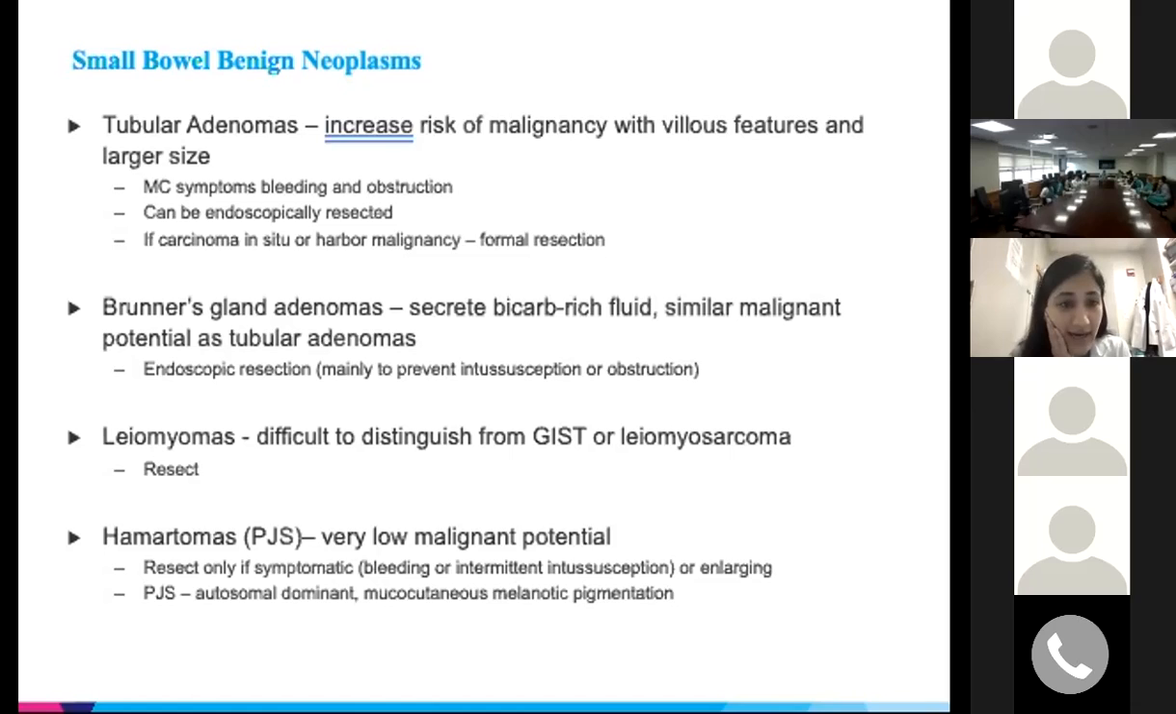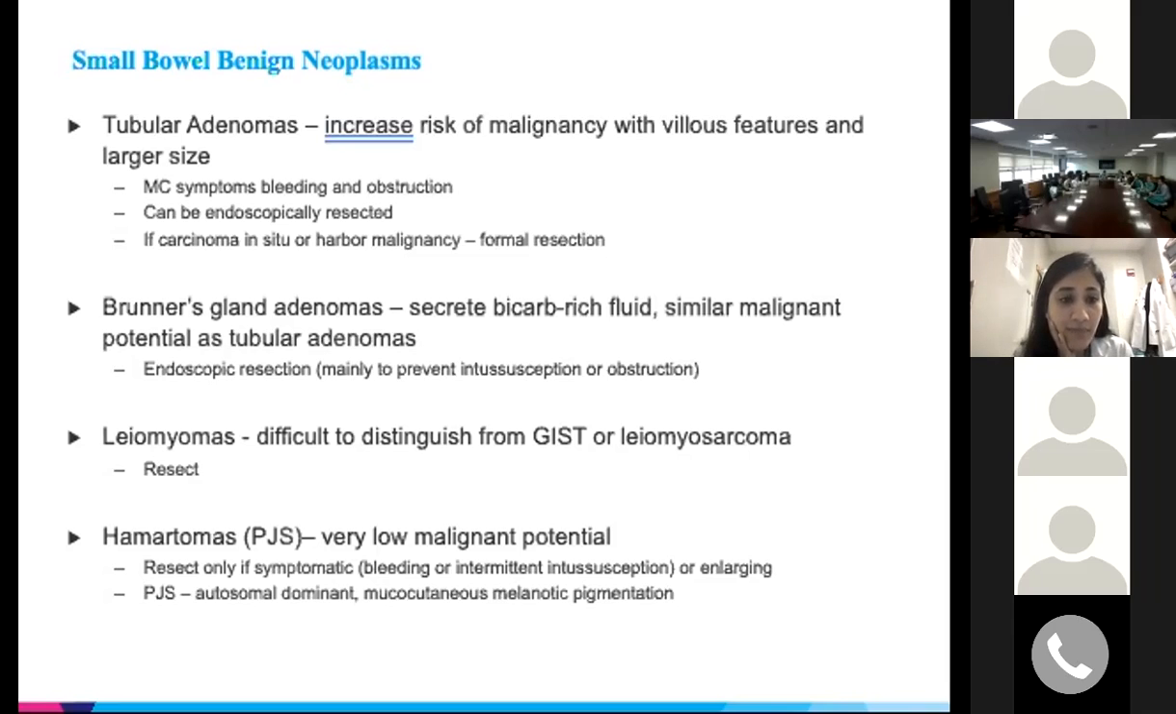Brunner's gland adenomas. Remember, Brunner's glands were the cells that secreted alkaline solution. So these tumors secrete bicarb-rich fluid, and they have similar malignant potential as tubular adenomas. Usually an endoscopic resection is adequate, and it's mainly done to prevent intussusception or obstruction.